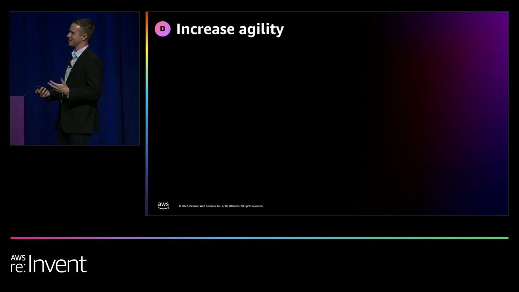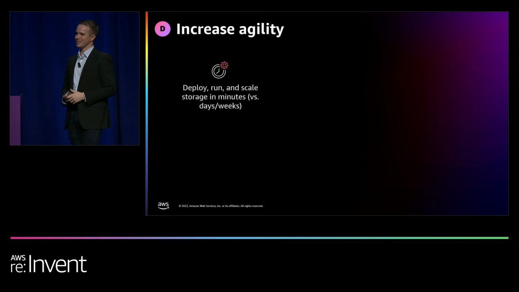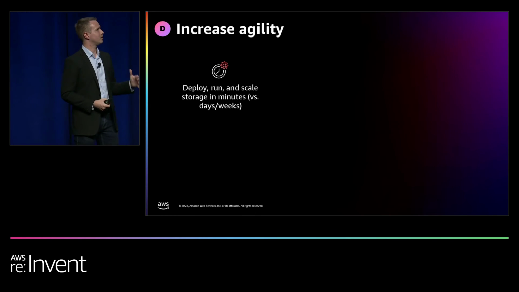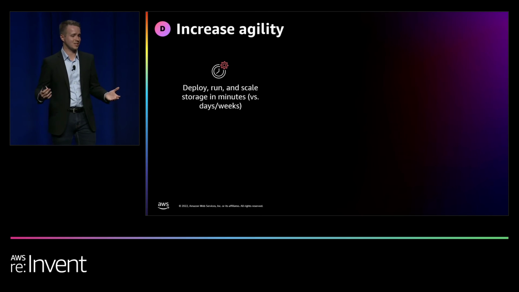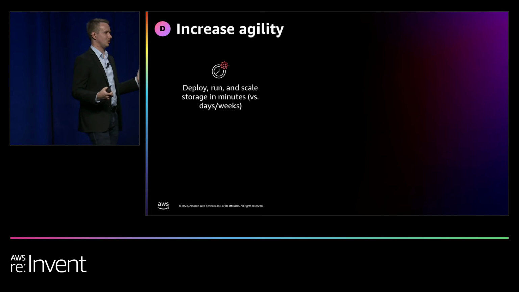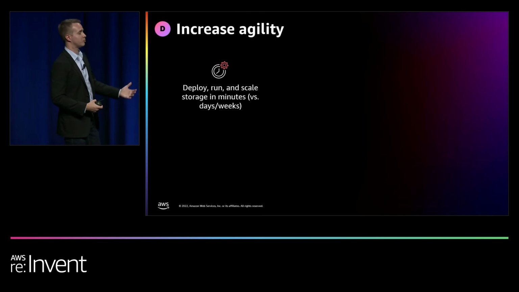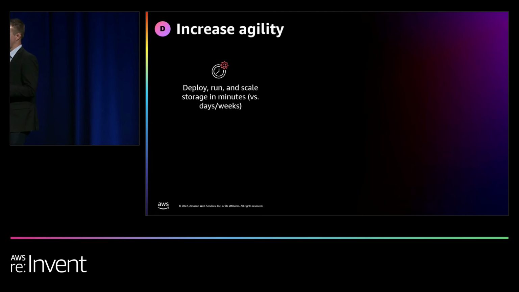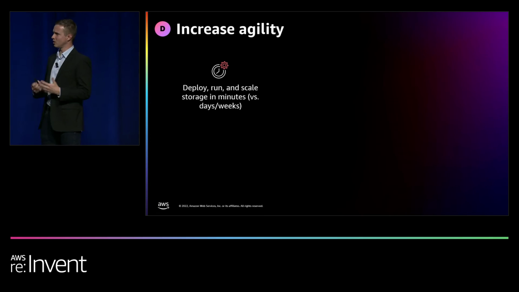One benefit I'm really excited about is increasing agility. So in the cloud, we talked about being able to pay only for what you use. Running in the cloud model means you can now deploy, run, and scale storage in minutes. On-prem, sometimes it takes days, weeks to act on an idea. Maybe you need to procure storage, wait for hardware to land, set it up. All of that can happen in just minutes in the cloud.